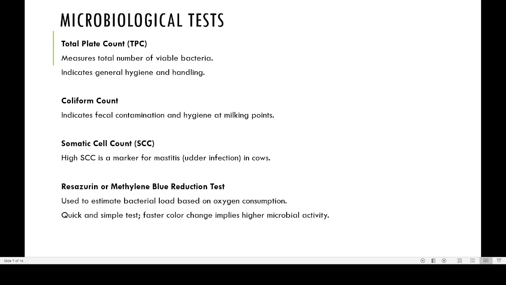Then the resazurin or methylene blue reduction test. That is used to estimate bacterial load based on oxygen consumption. Methylene blue is a chemical used for that. It is a quick, simple test; a faster color change indicates higher microbiological load. So this is a test. All these tests can be conducted in our lab also.